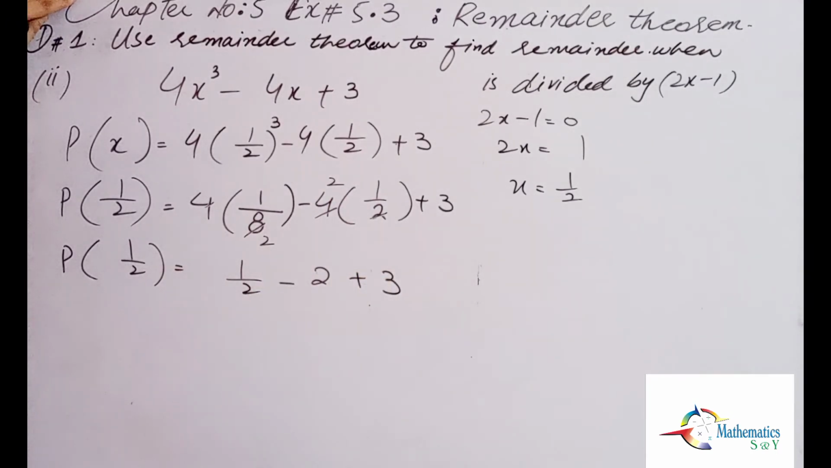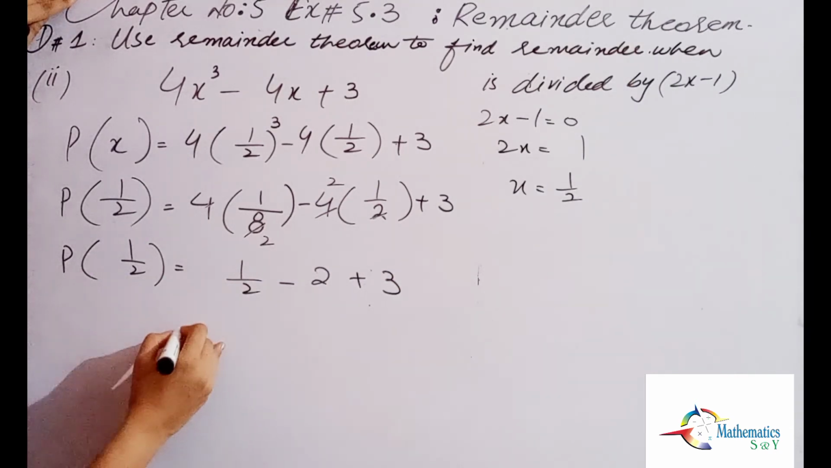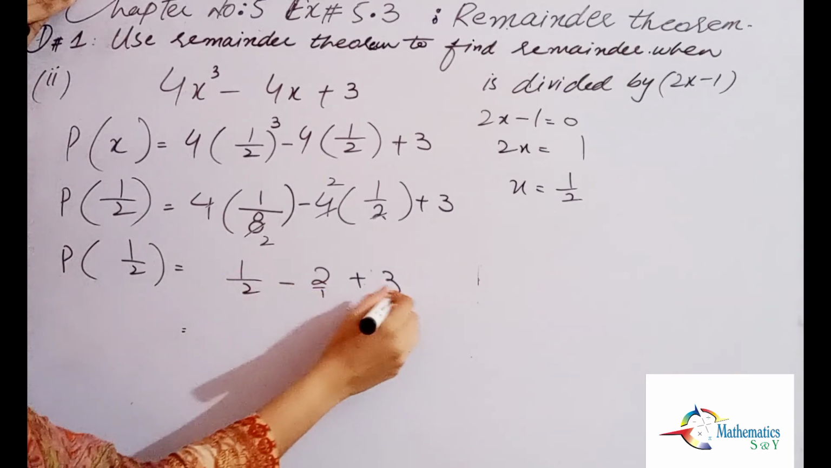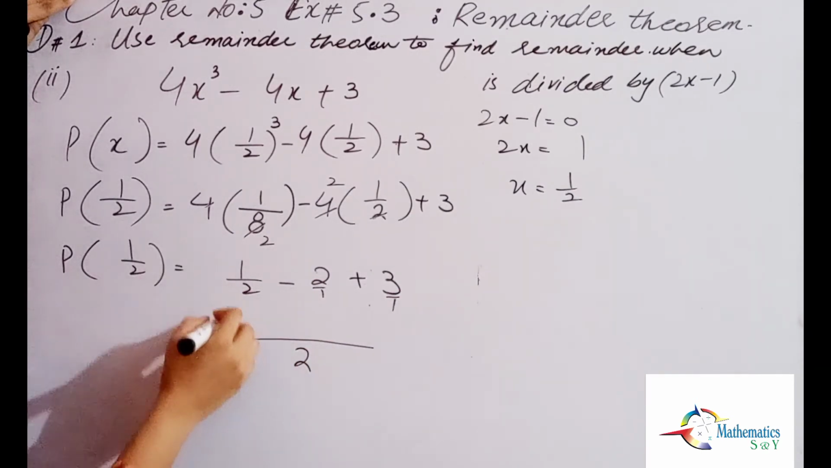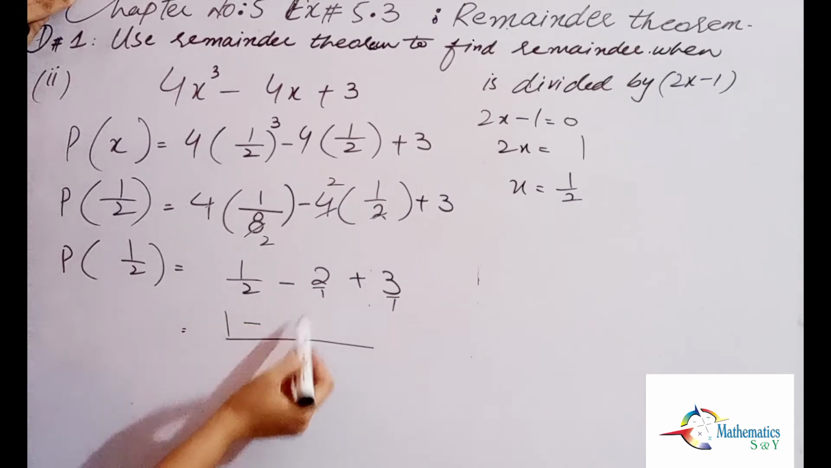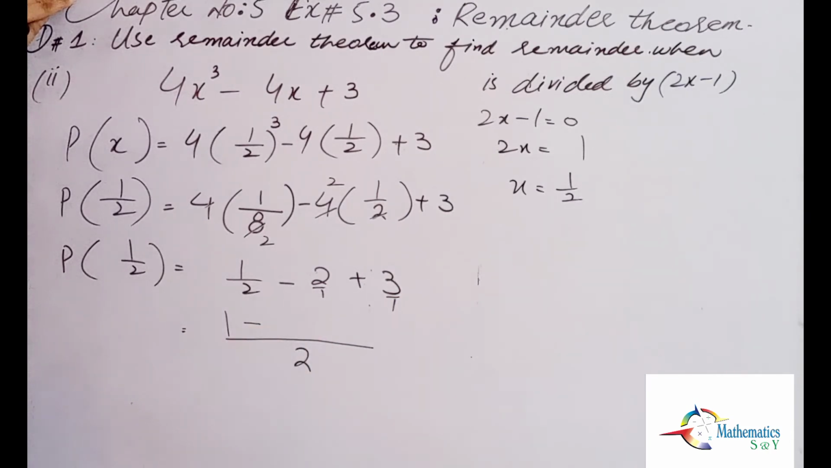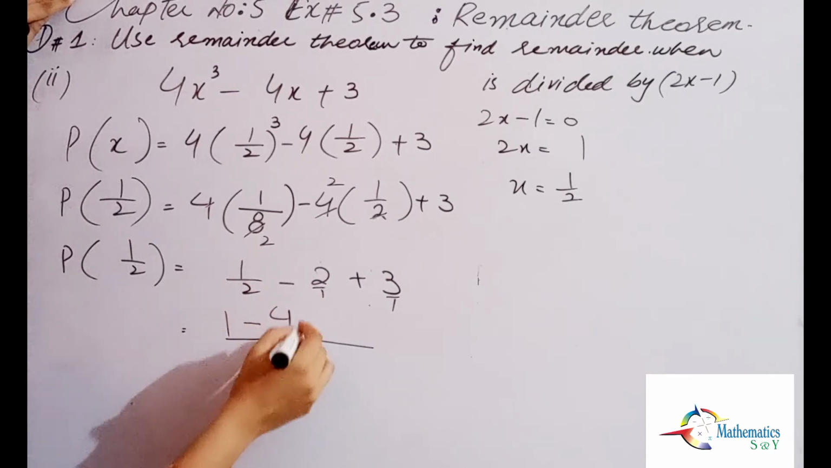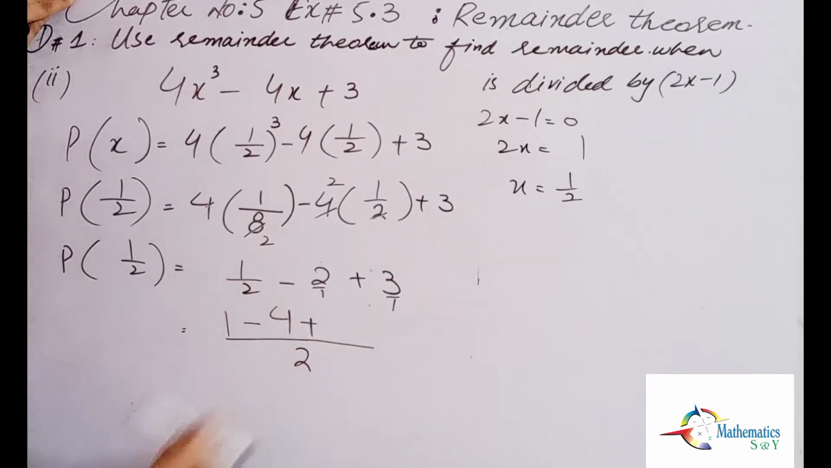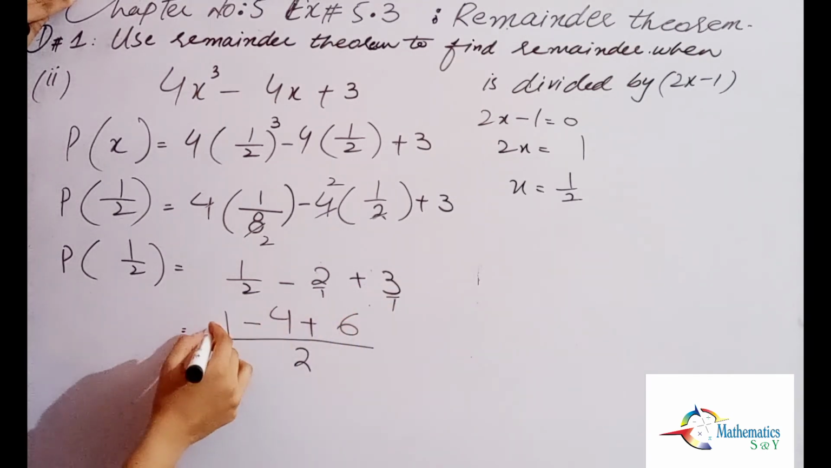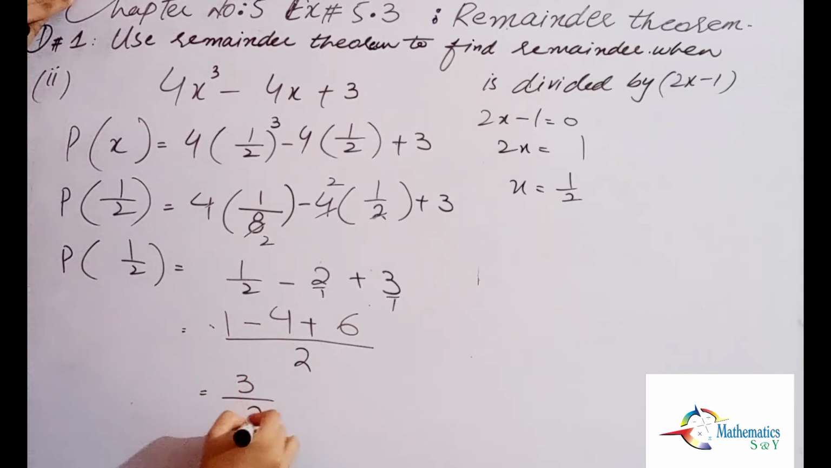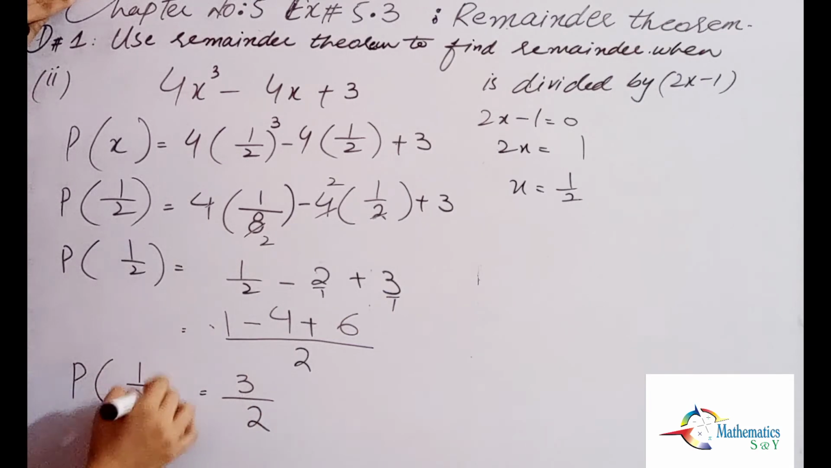Okay, now what we'll do over here? Because here is the fraction, we are going to take the LCM. The LCM of all these denominators will be 2. 2 divided by 2 is 1, 1 multiplied by numerator 1 equals 1. 2 divided by 1 is 2, 2 multiplied by numerator 2 times 4. Again 2 divided by 1 is 2, 2 multiplied by 3 is 6. Okay, 6 plus 1 is 7, 7 minus 4 is 3 by 2. So here, the remainder of this polynomial is 3 by 2.